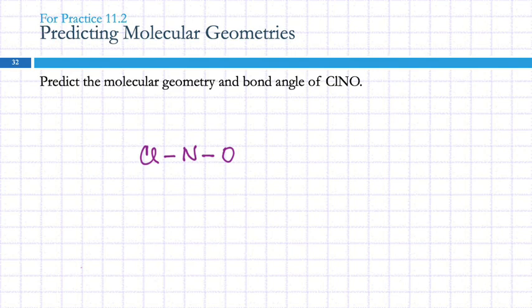Next step in Lewis structure is number of valence electrons. Chlorine has 7, nitrogen has 5, oxygen has 6. So I believe that's 18, right? So I've got 2, 4, 6, 8, 10, 12, 14, 16, 18.